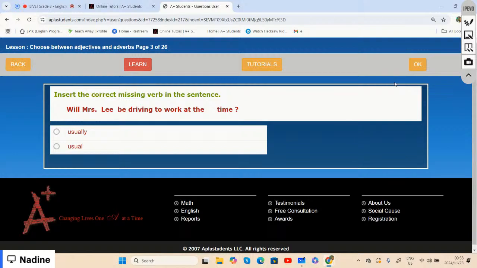Will Mrs. Lee be driving to work at the usually time? Option one. Or at the usual time? Option two. Which one is correct? Usual time, usually time, option one, or usual time, option two.